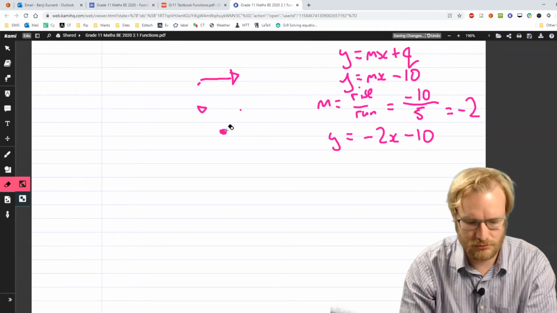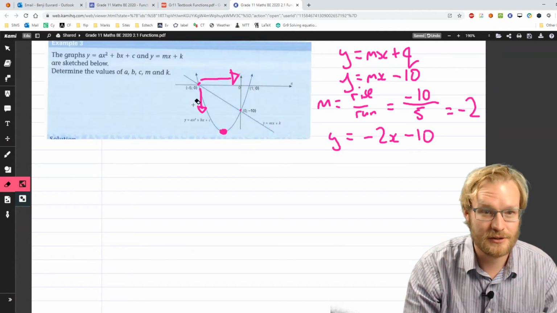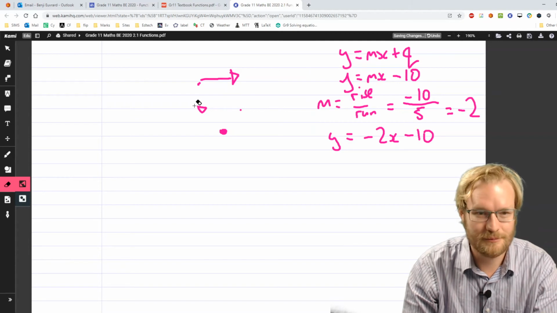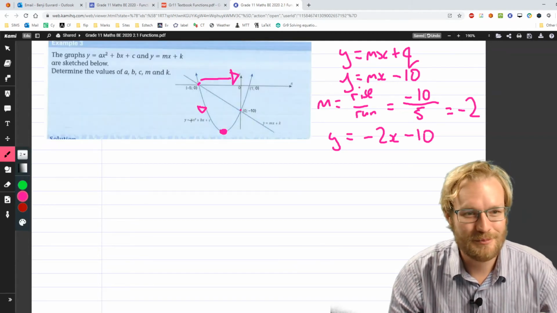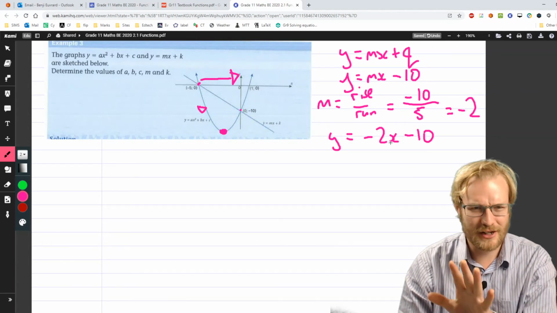Let's not do that. Okay, maybe those lines want to stay there. They're being persistent. Okay, so we've got our straight line.